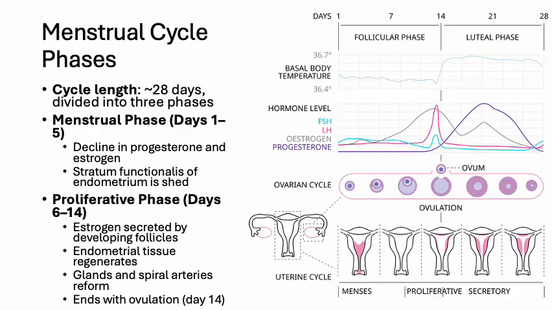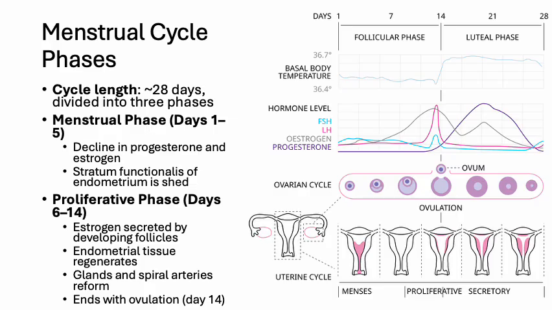The menstrual cycle is divided into 3 coordinated phases that prepare the uterine lining for possible implantation. It begins in the menstrual phase, which typically lasts 5 days. Here, the functional layer of the endometrium is shed due to the sharp drop in progesterone and estrogen.